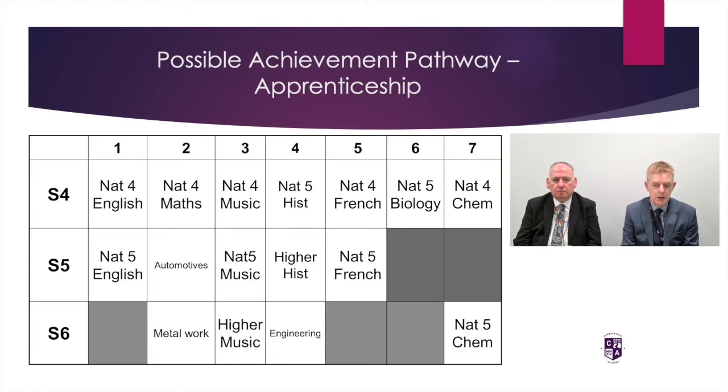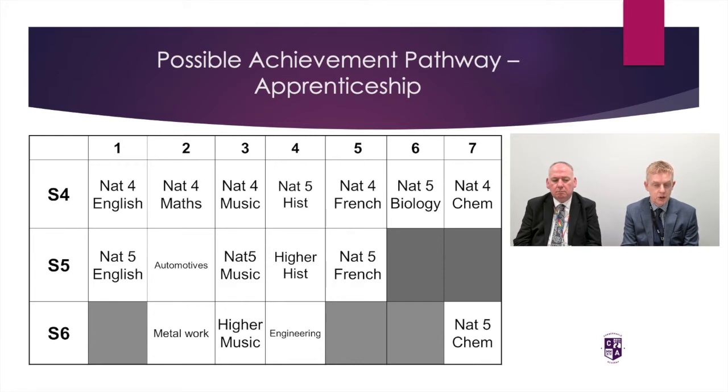training and apprenticeships. So if we could look at the slide there, you can see that for a pupil whose pathway is an apprenticeship in one of the trades, or modern apprenticeships even, they could undertake a range of National 4s as well as maybe a couple of National 5s in S4. As they progress into S5, they'll maybe move on to the next level of subject. So for example, National 4 English in S4 into National 5 English in S5. You can see this particular pupil's routes here.